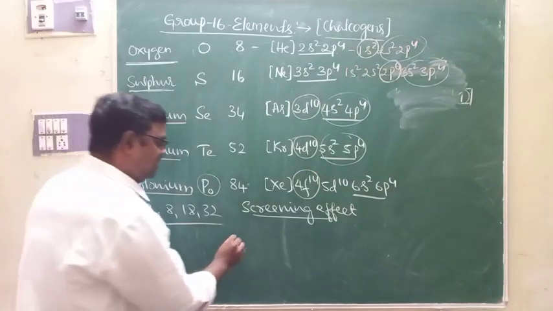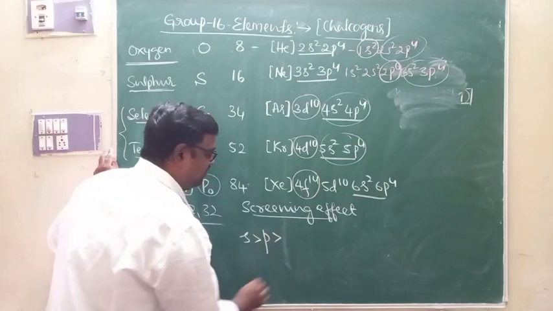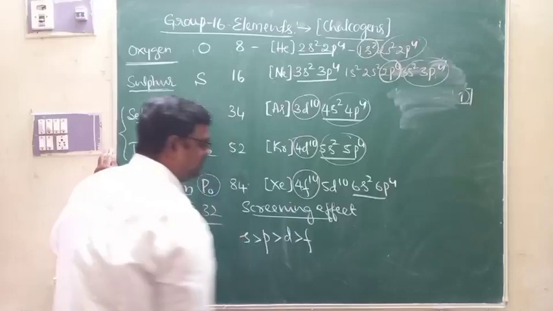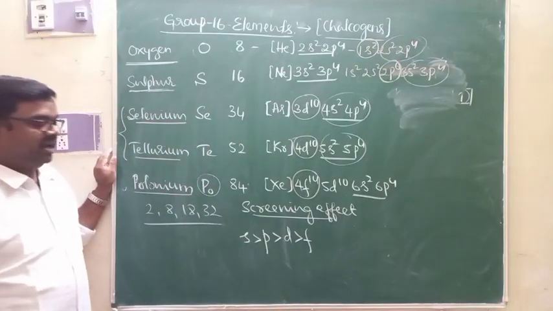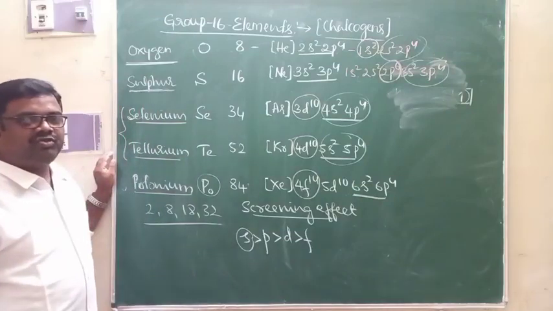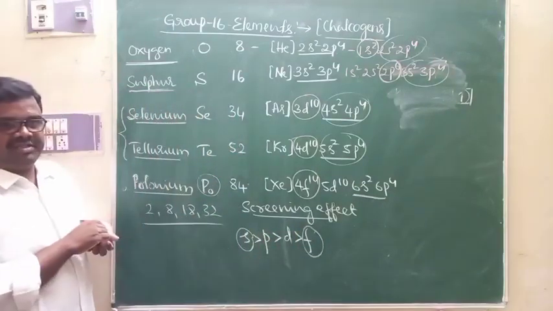I already said the screening effect of s electrons is greater than p electrons, the screening effect of p electrons will be greater than d electrons, and the screening effect of d electrons will be greater than f electrons. So the screening effect caused by s electrons will be highest, and the screening effect caused by f electrons will be lowest.